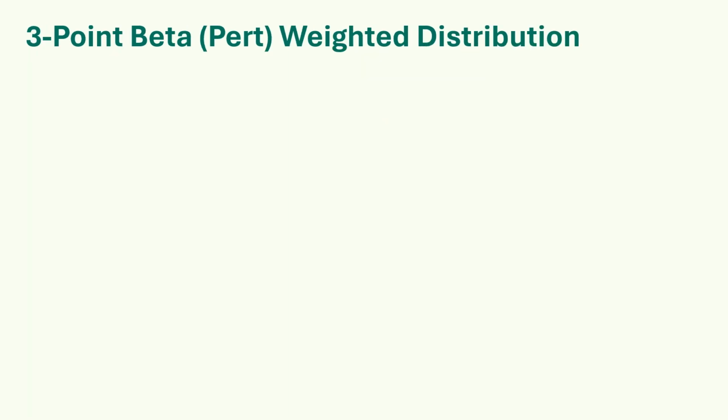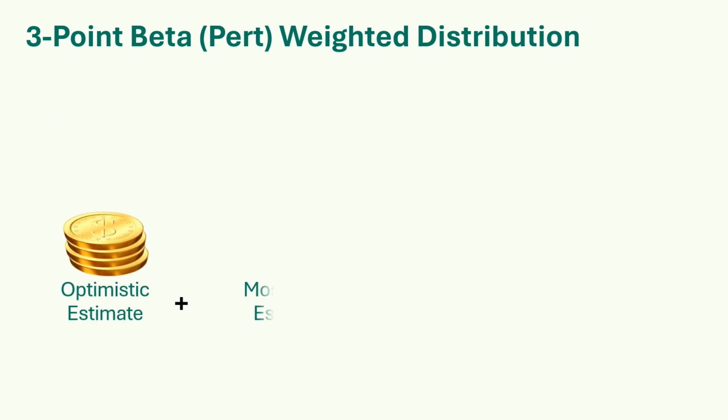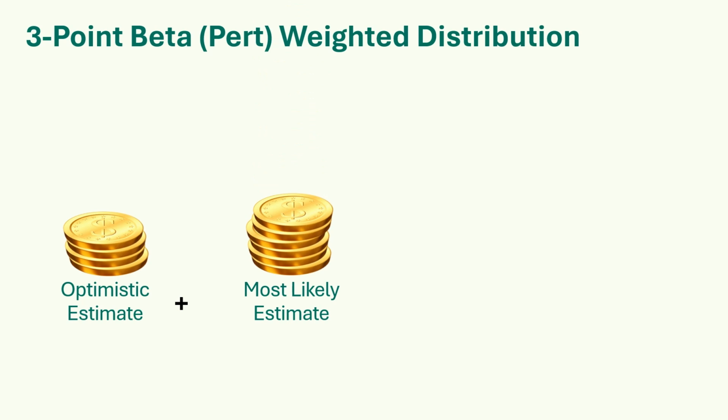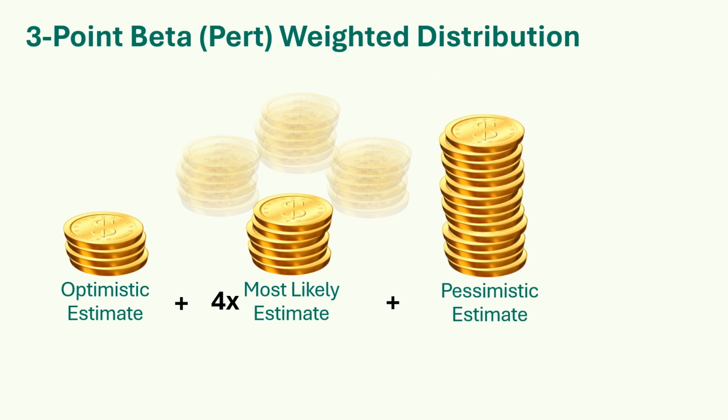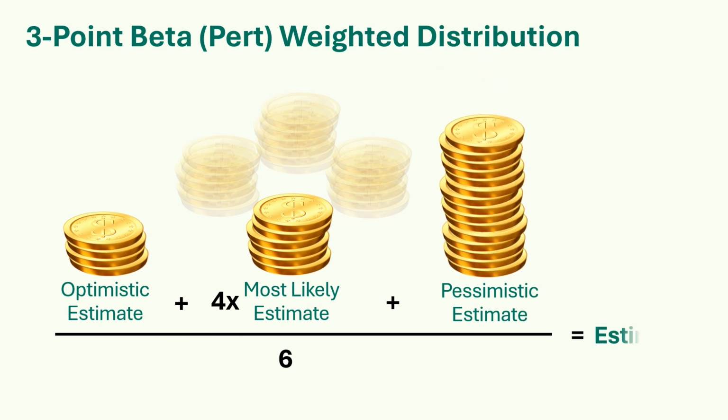No matter which method of estimation you choose, you can apply the 3 points beta or PERT weighted distribution option. Take your optimistic estimate plus your most likely estimate times 4 plus your pessimistic estimate and divide by 6 to get your 3 points beta or PERT weighted distribution estimate. The beta distribution is a weighted average giving more weight to the most likely estimate, which increases its accuracy by making it follow the normal distribution curve.